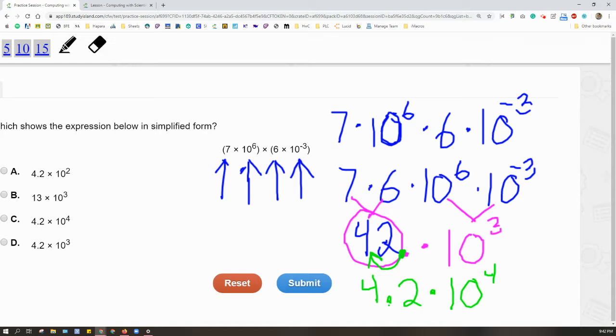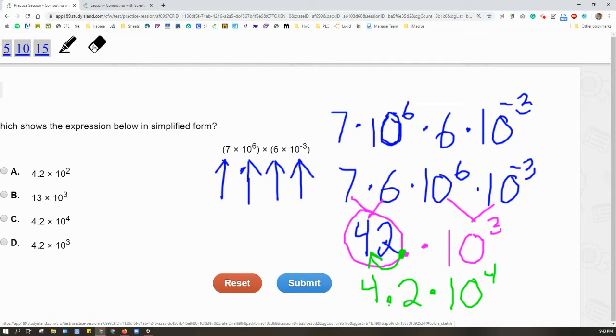The 42 part becomes 10 times smaller to make 4.2, and the 10 to the third part becomes 10 times bigger because it's 10 to the fourth. In the 10 to the third part, you're multiplying by 10 3 times, but in 10 to the fourth, you're multiplying by 10 4 times. So clearly it's 10 times bigger, and that balances out with the leading number, which is 10 times smaller. So we have 4.2 times 10 to the fourth as our answer.